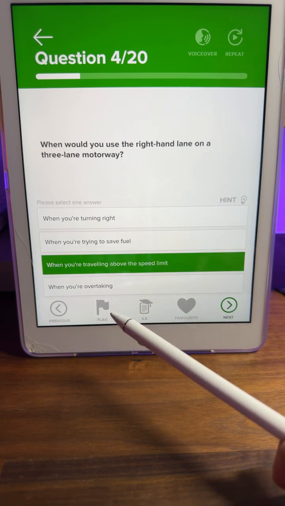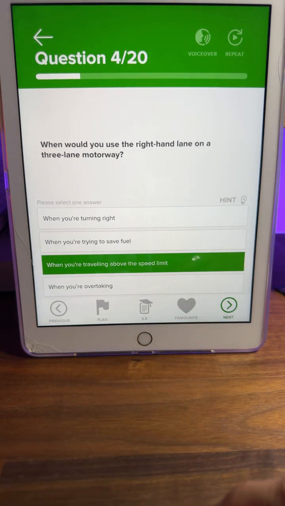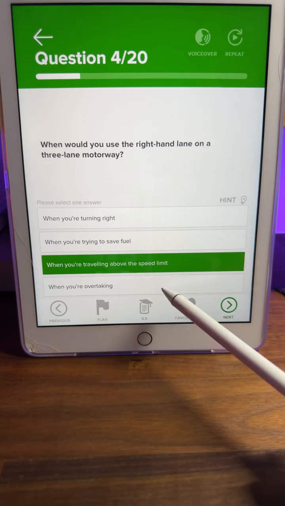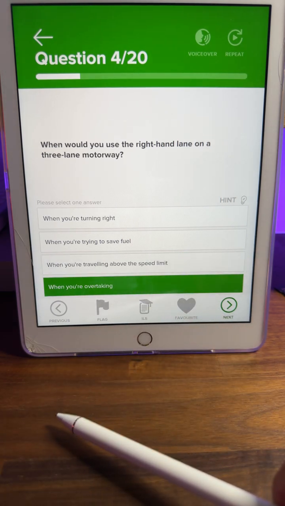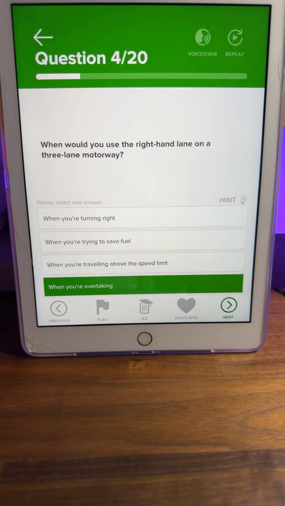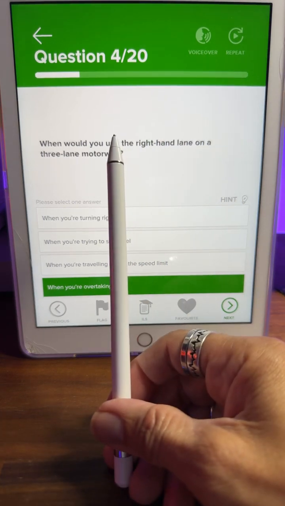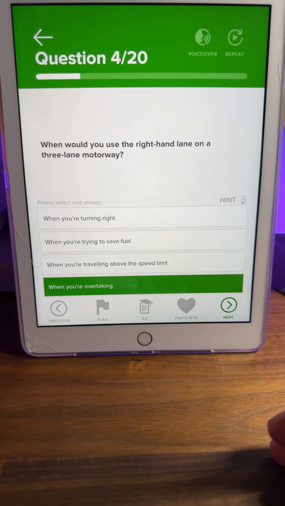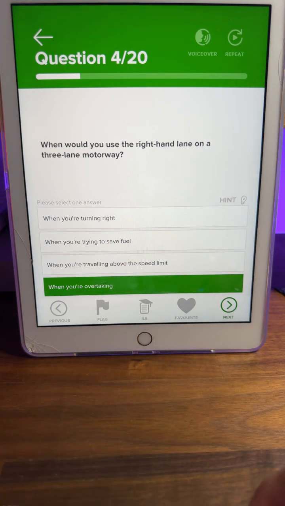When you're traveling above the speed limit, well, you shouldn't be going over the speed limit, really, should you? So we know that's not the right answer. When you're overtaking, yeah, that's the answer. Most of you are saying D anyway. So yeah, when you're overtaking, you should be in that either middle lane or the right lane. So keep left at all times unless you're overtaking or turning right. Simple method to follow, yeah? Just keep in the left-hand lane unless you're overtaking or you're turning right. Easy. Grace has just said D. Right, okay, let's go with D, when you're overtaking.